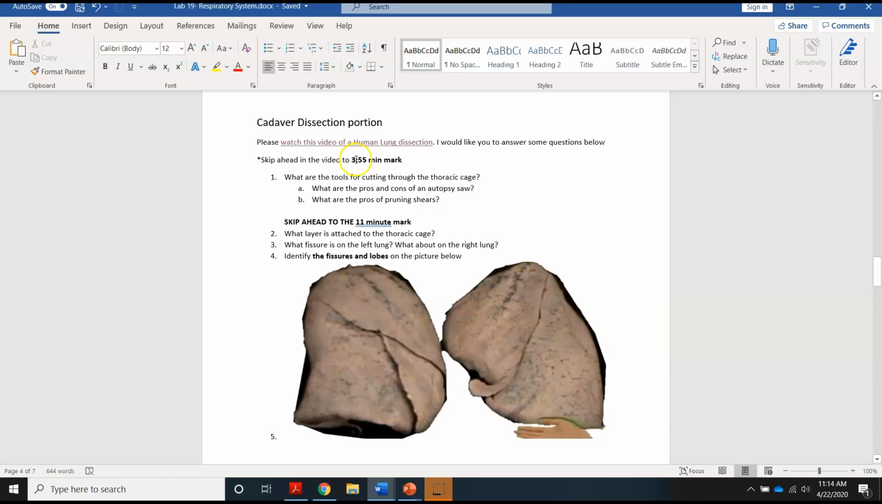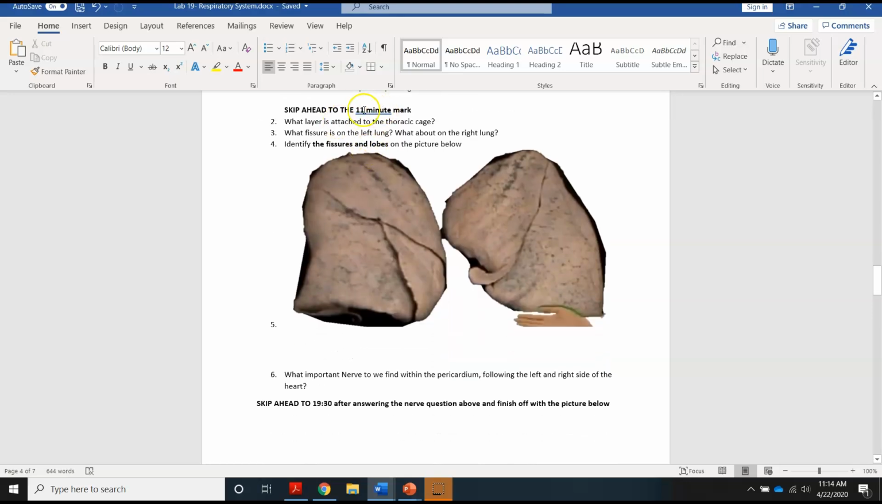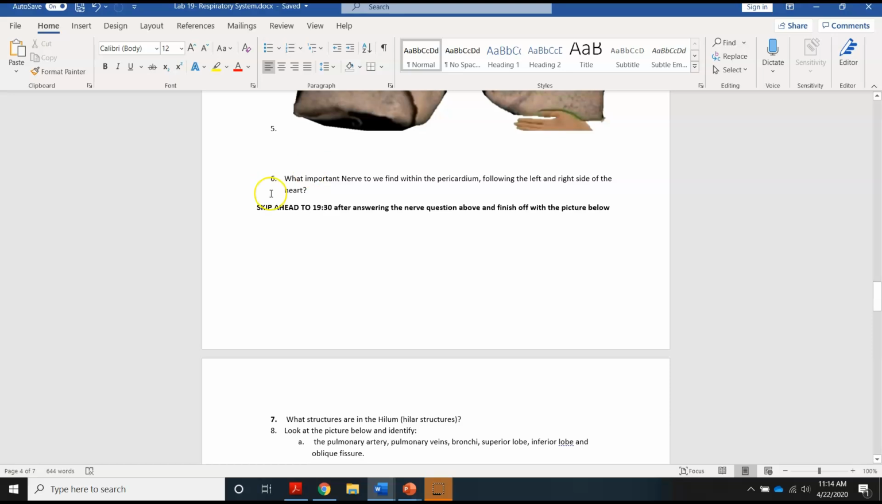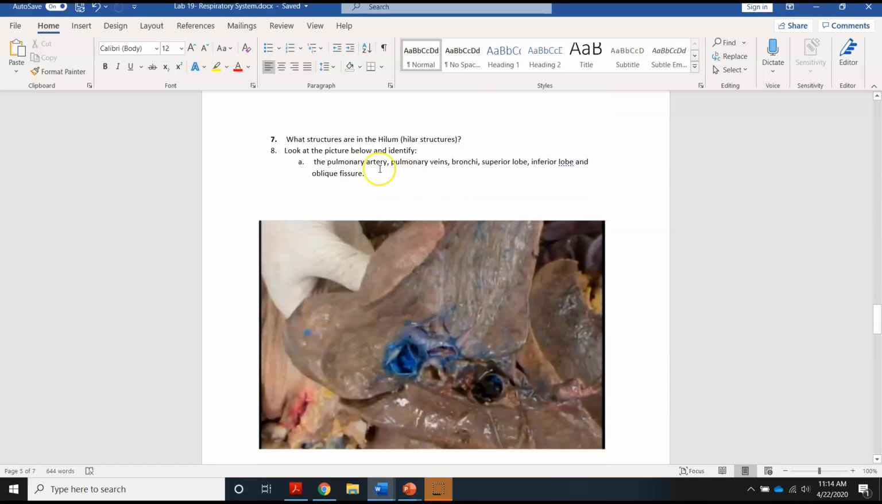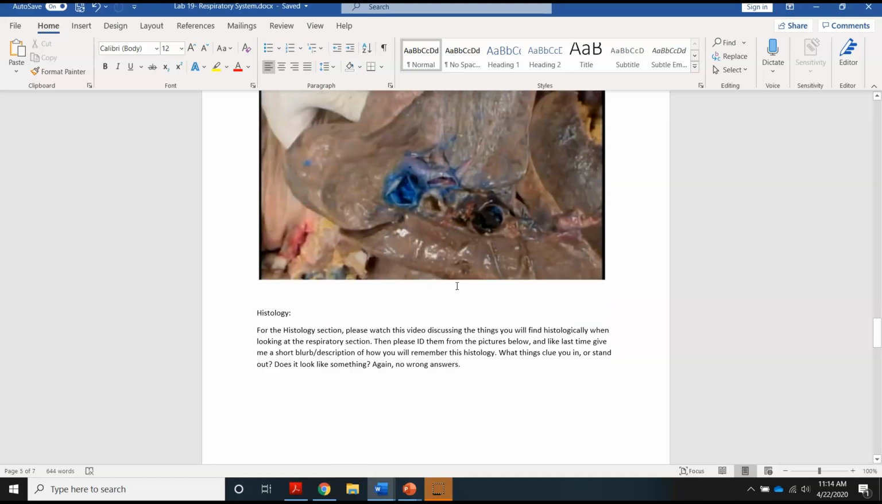In the beginning, make sure you skip ahead to the 3:55-minute mark, and then once you're done answering these questions, skip ahead to the 11-minute mark, answer these questions, identify this picture that I screen grabbed like a pro from the video, answer this last one, then skip ahead to 19:30 while you answer some more questions, and again, identify a pro shot from that particular video.